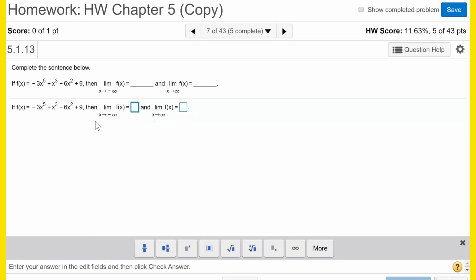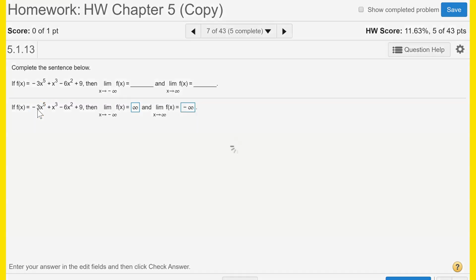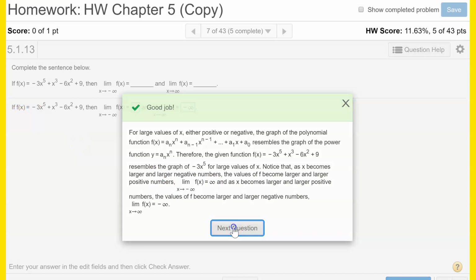What is going on here? This is a shorthand way. You can click on infinity right here, or you can do a shortcut on the keyboard, the slash, or maybe that's a backslash, I'm not sure, but it's that slash and do INF, then it puts in infinity for you. And as x approaches infinity, that means I look at the right arm, and since this is a negative leading coefficient, the right arm points down, that's going to be negative infinity. And that is correct.